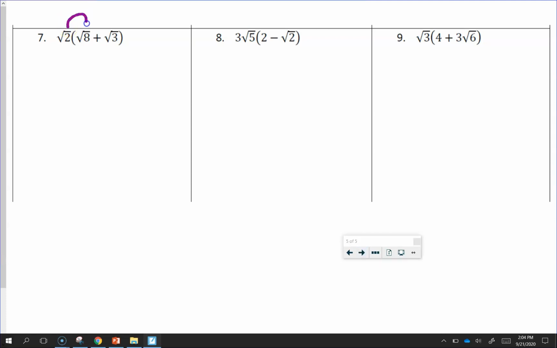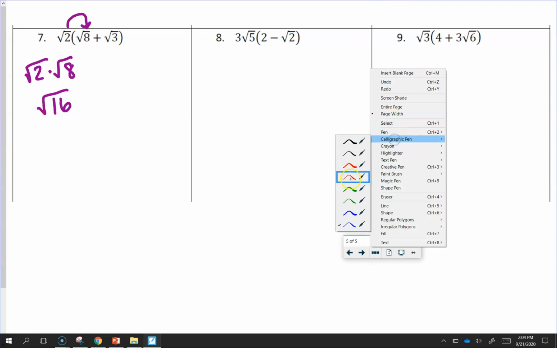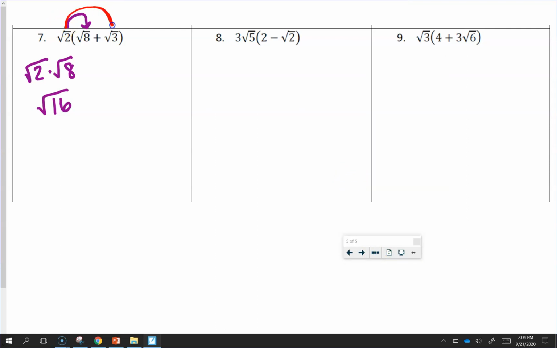So the square root of 2 times the square root of 8. They're both under the radical, so I can multiply them together to give me 16. Okay. Then I'm going to do square root of 2 times the square root of 3. And there's a plus sign here, so I'll keep that there. I get to multiply those together to give me the square root of 6. All right, I have multiplied, I have distributed my square root of 2. Now we're going to simplify if I can.